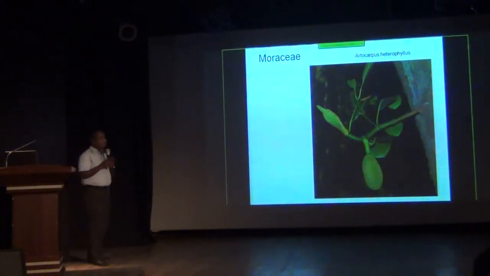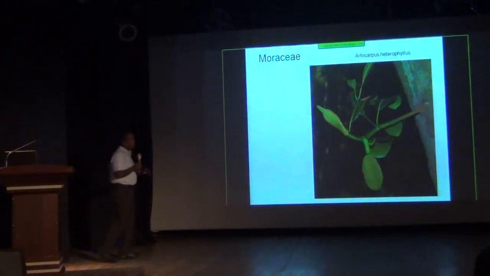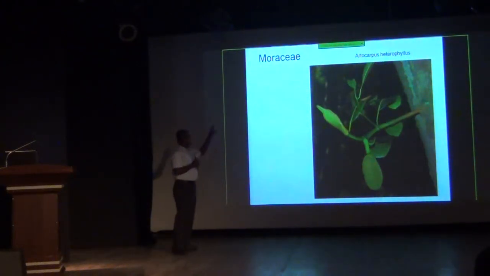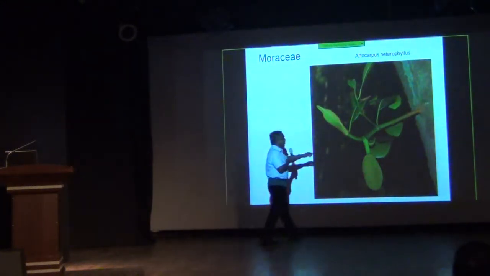Another plant most familiar to us is the jackfruit tree, Artocarpus heterophyllus. And this particular group is called Moraceae. Of course, jackfruit, that's enough for me, most of us will think. But we can extend our ability by seeing some more characters like this.